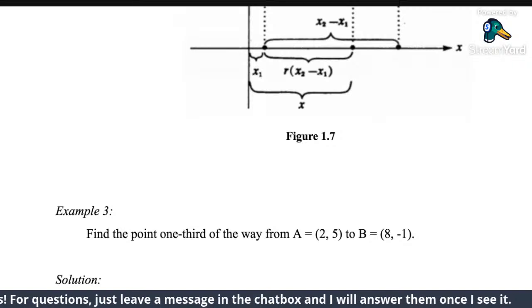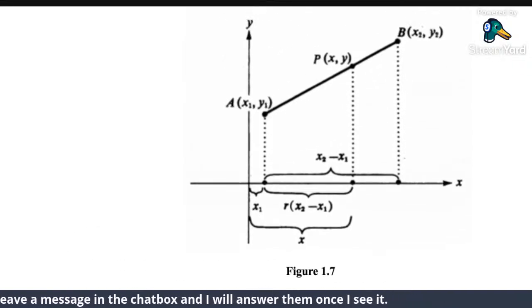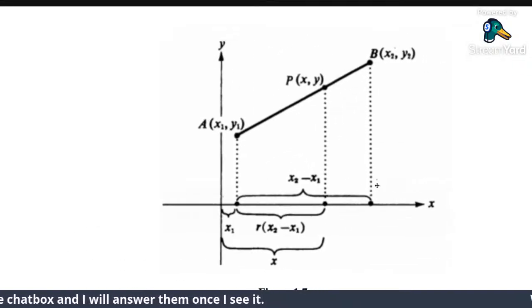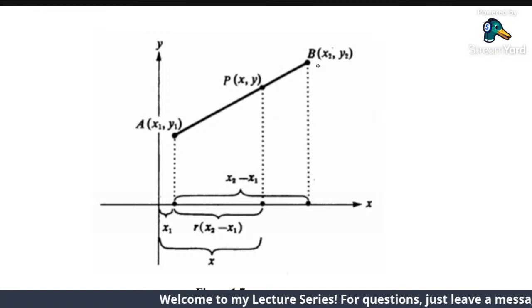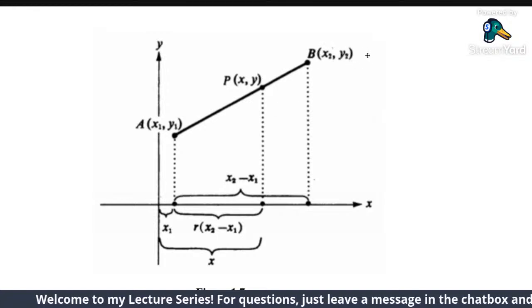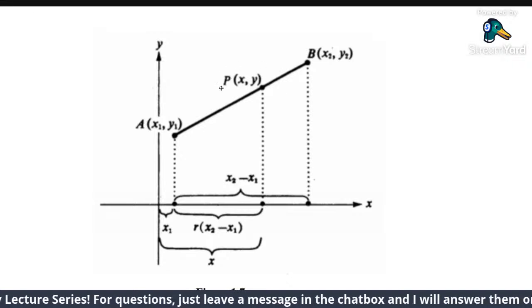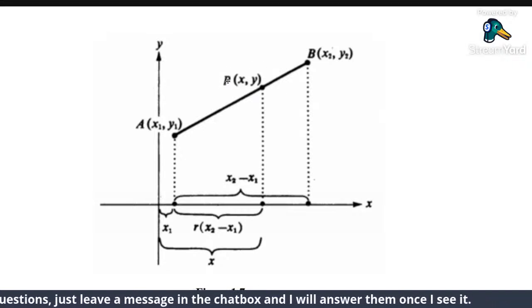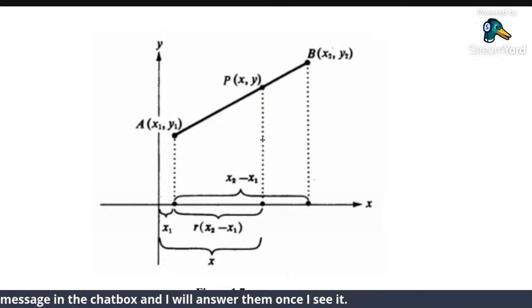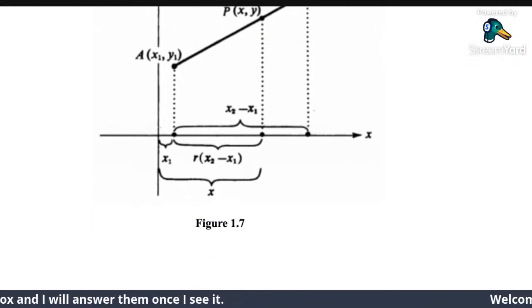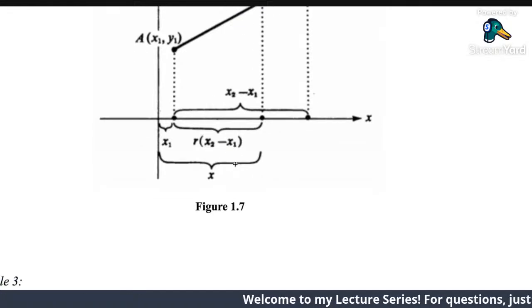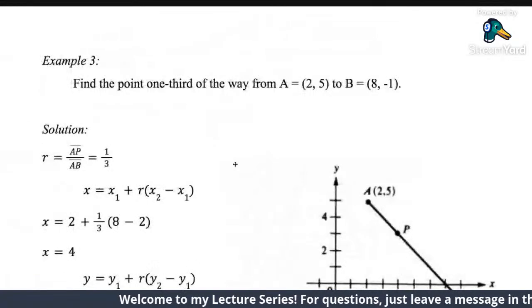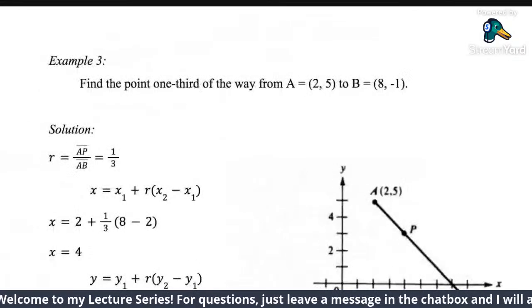Okay, so we have here another figure. So we have point A, given point A with the coordinate x sub 1, y sub 1, and point B with the coordinate x sub 2, y sub 2, and say you are asked to find the coordinate P, x y, then you just make use of this formula here, where r here is x sub 2 minus x sub 1. Okay, so let's try to apply that in an example.